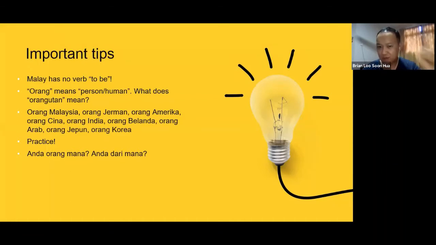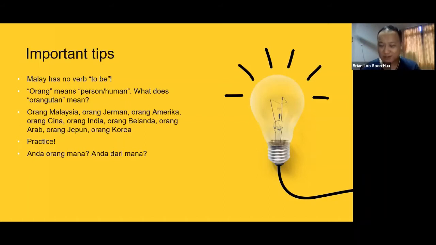So you see that the nationality is just orang and the name of the country. You put it together and you have your nationality. All right. So if I ask you now, orang Malaysia, orang, if I say where in Malay is mana. So anda orang mana. What does it mean? Anda orang mana.